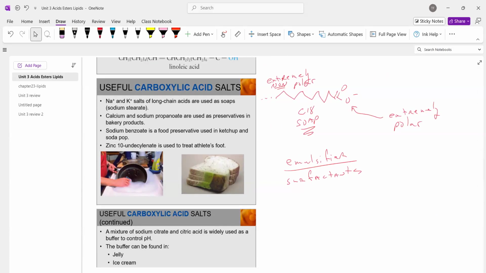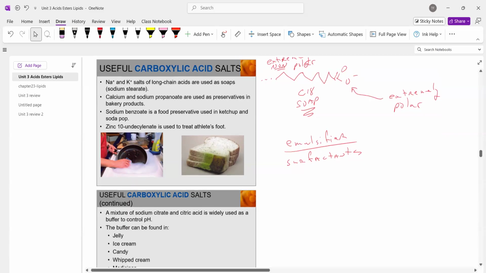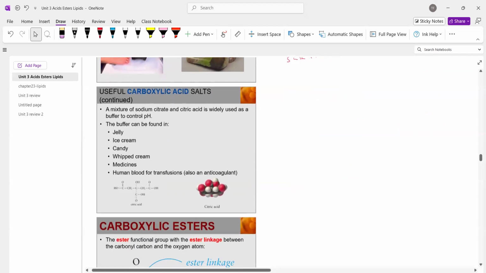Excuse me. The sodium salts are used a lot for everything: in foods, preservatives, soaps, surfactants. They're just used a lot. They're used as buffering, for example, citric acid.